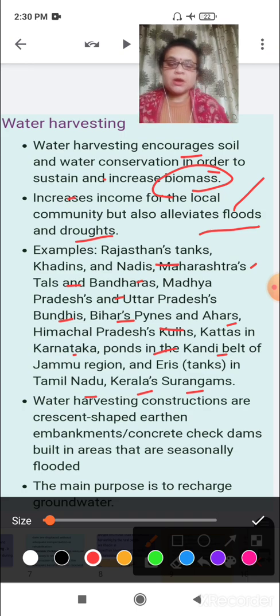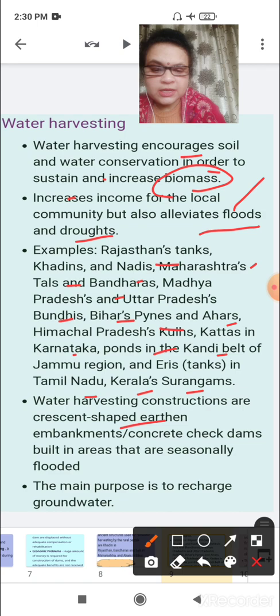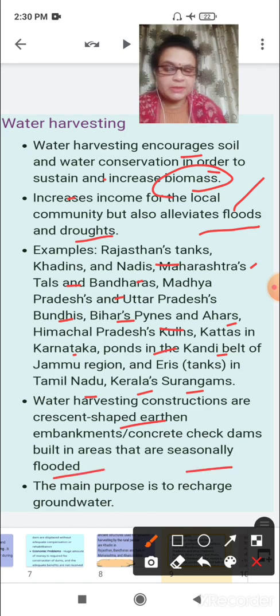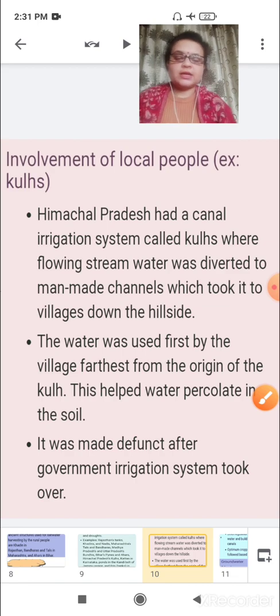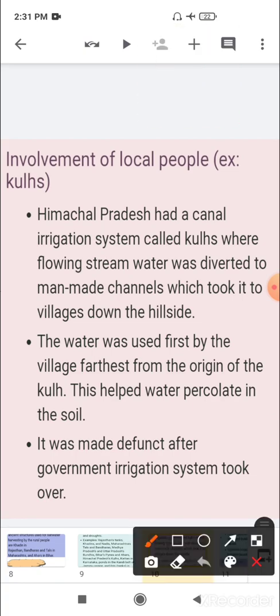These are examples of water harvesting systems built by local villagers. Water harvesting constructions are crescent-shaped earthen structures, in areas that are seasonally flooded. The main purpose of rainwater harvesting is to recharge the groundwater. The next point is the good involvement of local people in the sustainable management of water. For example, Kuls, which we have studied, in Himachal Pradesh.